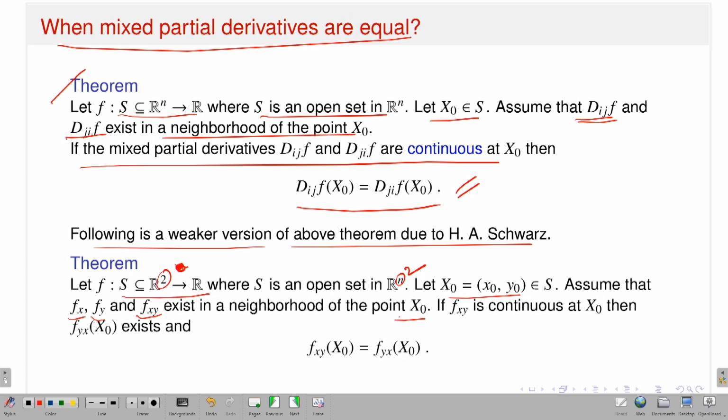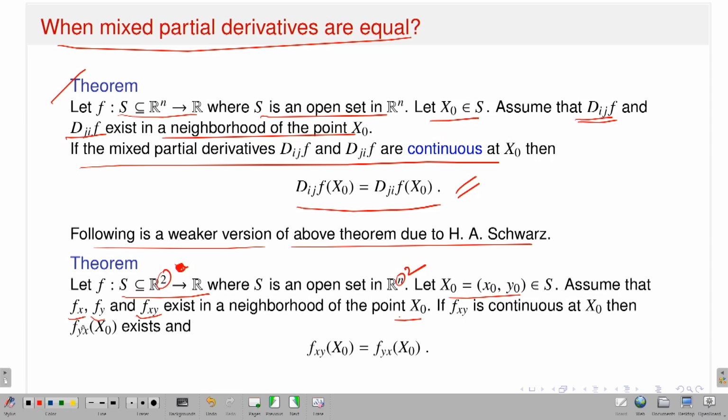Instead of the earlier one, where I wanted the existence of mixed partial derivatives in a neighborhood of x naught, that of course means the first order partial derivatives, del f del x_i, should also exist. Otherwise I cannot talk about the mixed second order partial derivative. The first order partial derivative has to exist, and only then can I talk about the second order partial derivative.